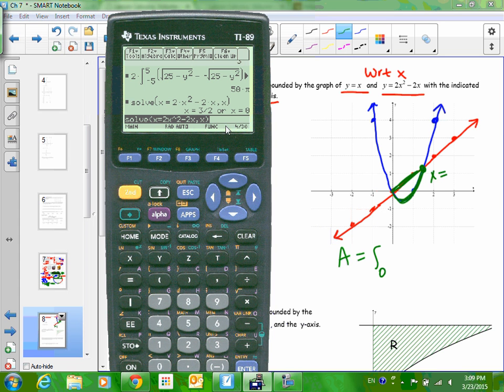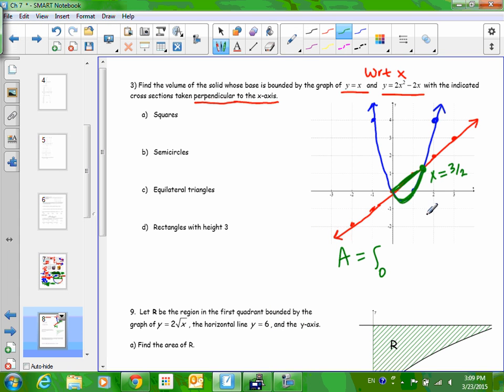Wait, so what you did, you said... I just set them equal to each other. Intersections are where two curves are equal, right? And so that ends up being 3/2, which is 1.5. So that would be 3/2.